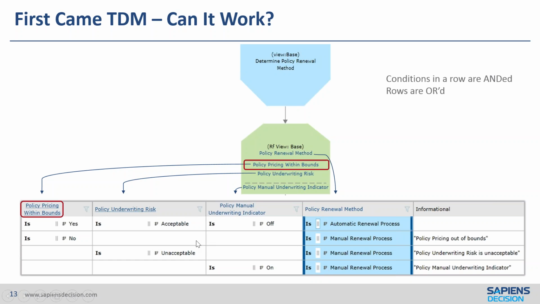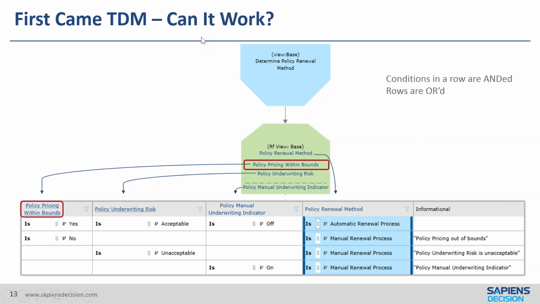All the rule families in the decision model have one conclusion column, and right here you can see the conclusion column is policy renewal method. So what that means is this green tablet-shaped thing has the logic behind it to come to a conclusion about how we're going to renew a policy that's coming up for expiration. So in our process model, maybe we would find an expiring policy, and then we would kick off this decision model that says, am I going to go through the automatic system, or am I going to send it to the underwriters? This rule family also has three conditions: policy pricing within bounds, policy underwriting risk, and policy manual indicator. So we have three conditions leading to one conclusion.